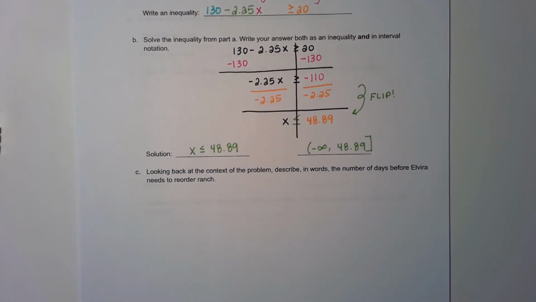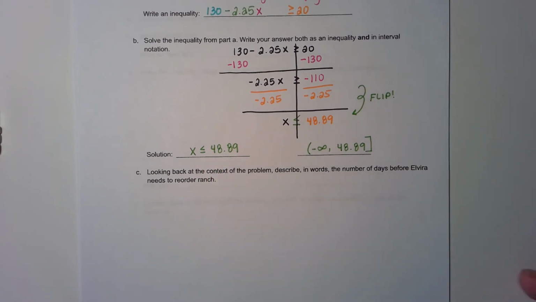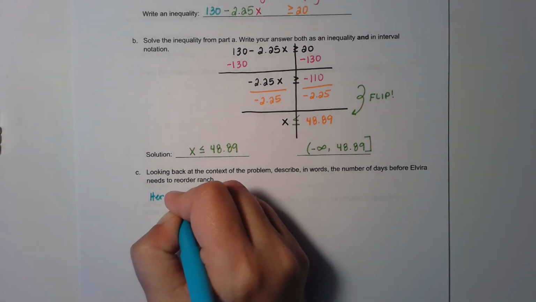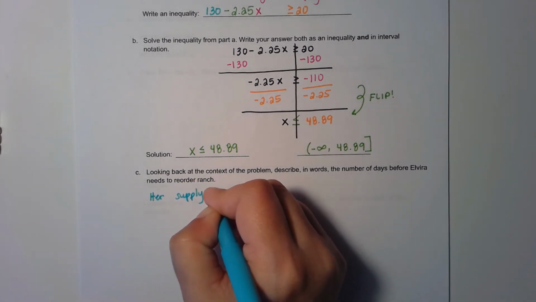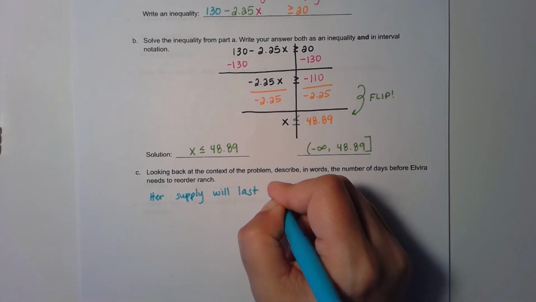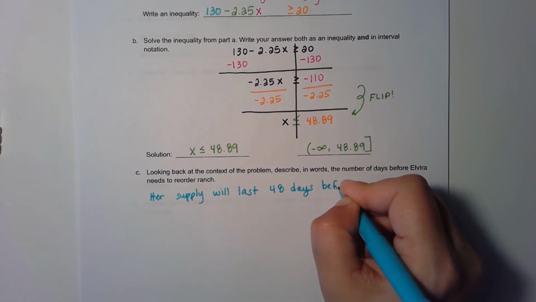Now, let's look back at the context of the problem. In this problem, x stood for the number of days her supply is going to last. Now, because we're saying x could be any number less than 48.89, what we're really saying is it could be decimals, it could be negatives, anything less. But in this context, we don't want to include negatives and we don't want to include decimals. So in this context, what this means is that her supply of ranch dressing will last up to 48 days before she needs to order.